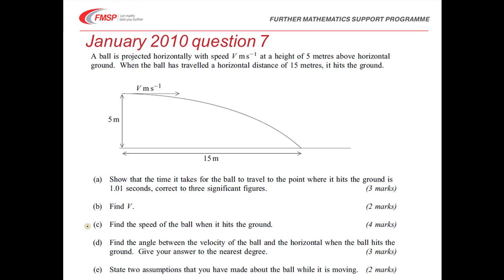In part C, we're asked to find the speed of the ball when it hits the ground. And in part D, find the angle between the velocity of the ball and the horizontal when it hits the ground, giving your answer to the nearest degree. And in part E, we're asked to state 2 assumptions that you've made about the ball when it is moving.